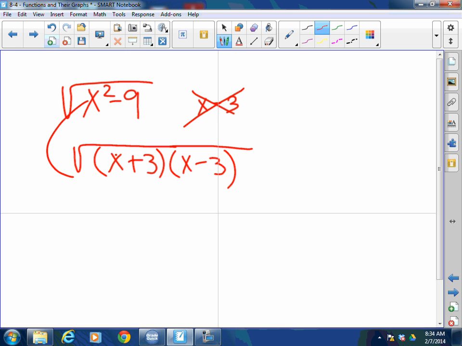That factors out into that. You cannot pull anything out because you don't have two pairs.